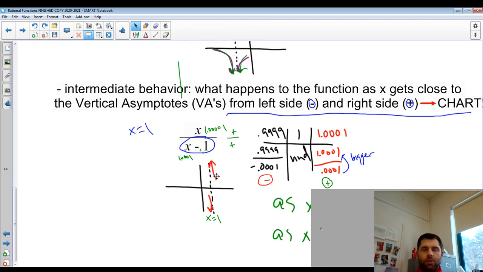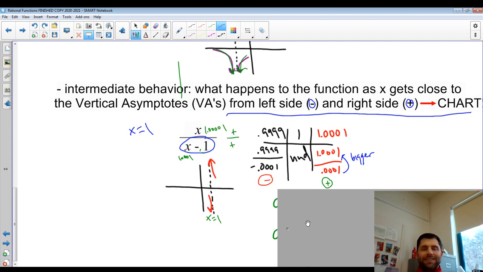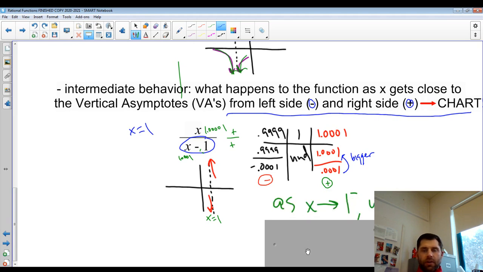So as we approach my vertical asymptote, x equals 1, from the right-hand side, so as we're getting closer to 1 from this way, my function is getting more and more and more positive. So we're going to state this intermediate behavior. And here's our new notation. So this is read as x approaches 1 from the left-hand side. That's what that negative means. So as x approaches 1 from the left-hand side, this graph could come like this.